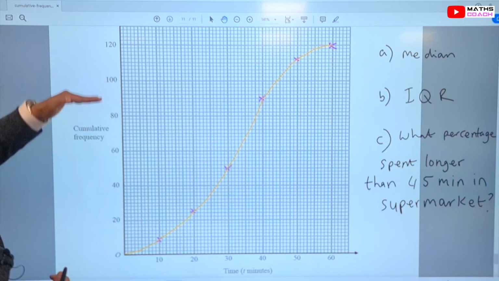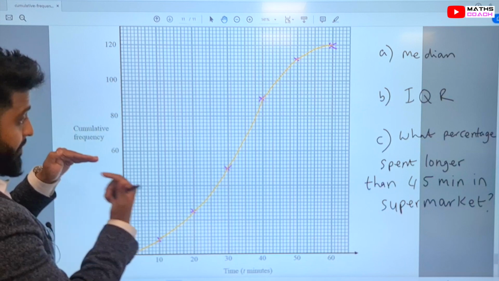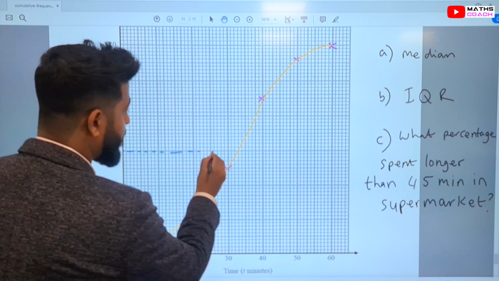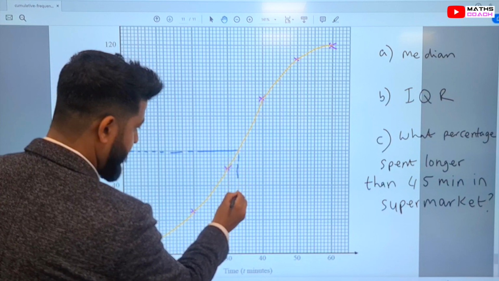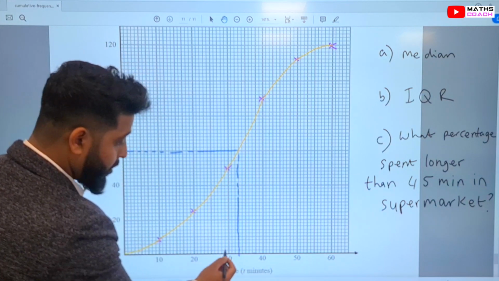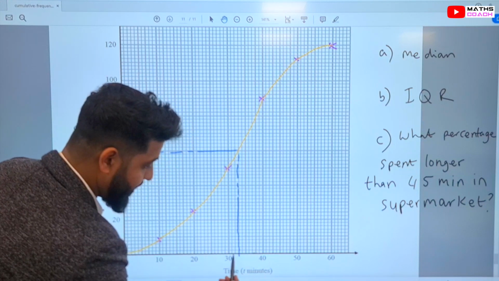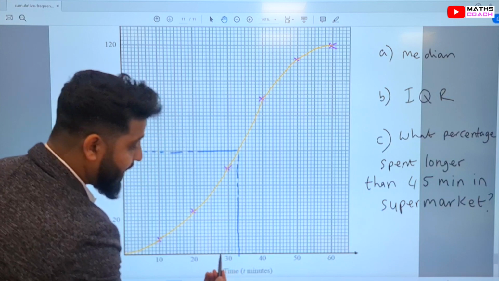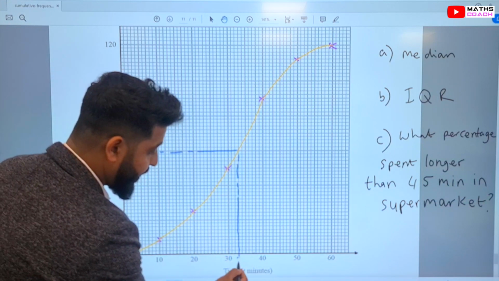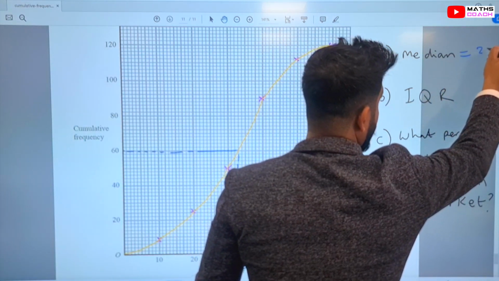We have 120 on the total for the cumulative frequency, and half of that, which is the median, the 50% value, is 60. So we go to 60, go across, and read down. So what is this value that we've landed on? So we can see that from 30 to 40, we've got 10 squares, small squares in between. So each square is equal to 1. So that's 31, 32, 33. So our median is 33 minutes spent in the supermarket.